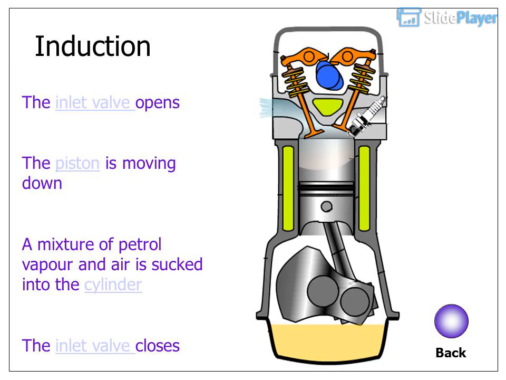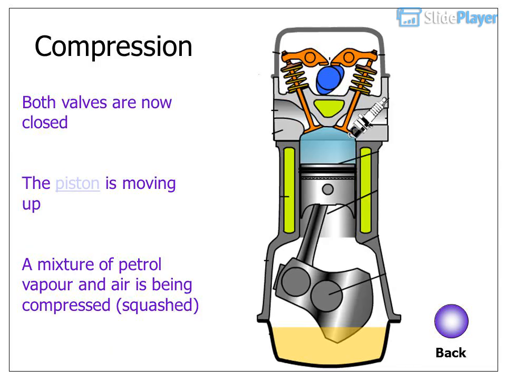Back. Induction. The inlet valve opens, the piston is moving down. A mixture of petrol vapor and air is sucked into the cylinder. The inlet valve closes. Back. Compression. Both valves are now closed, the piston is moving up. The mixture of petrol vapor and air is being compressed, squashed.